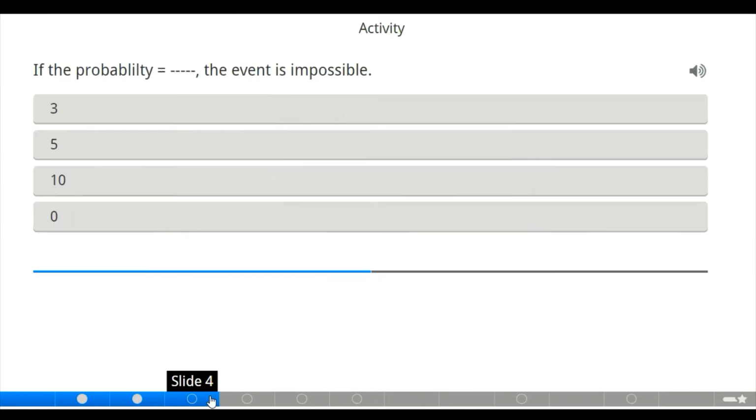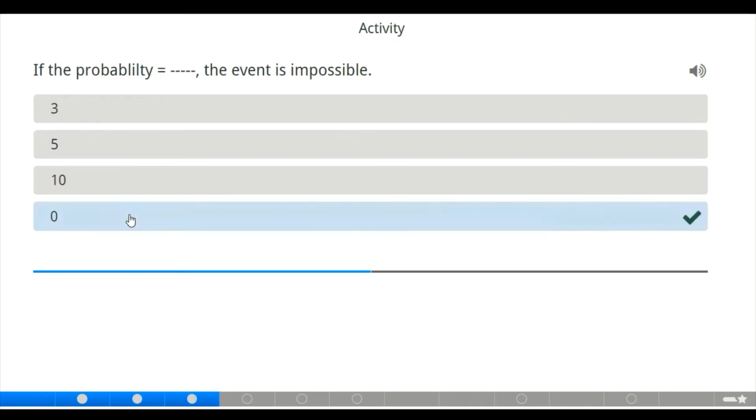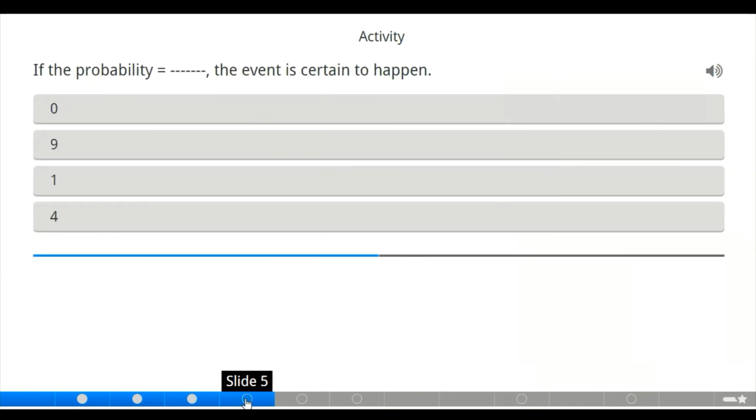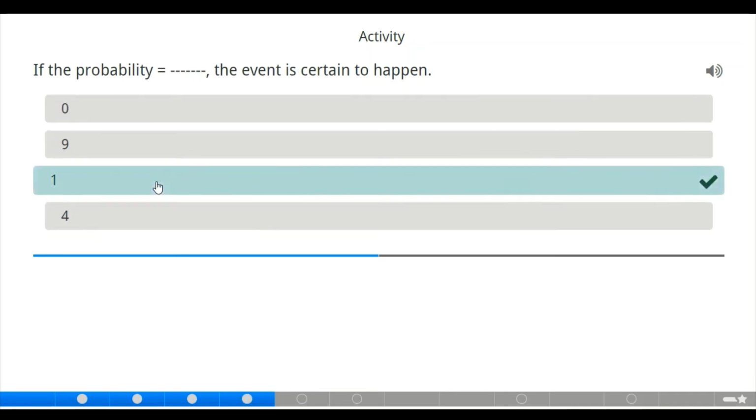Okay, so we want to look at the possibility of an event to occur. So if the probability equals dash, then the event is what? The event is impossible. So if your probability equals 0, then that event is impossible. That is, that event cannot take place. Okay, now what happens when an event is certain? So if the probability equals dash, then that event is certain. So if your probability equals 1, then that event is certain.